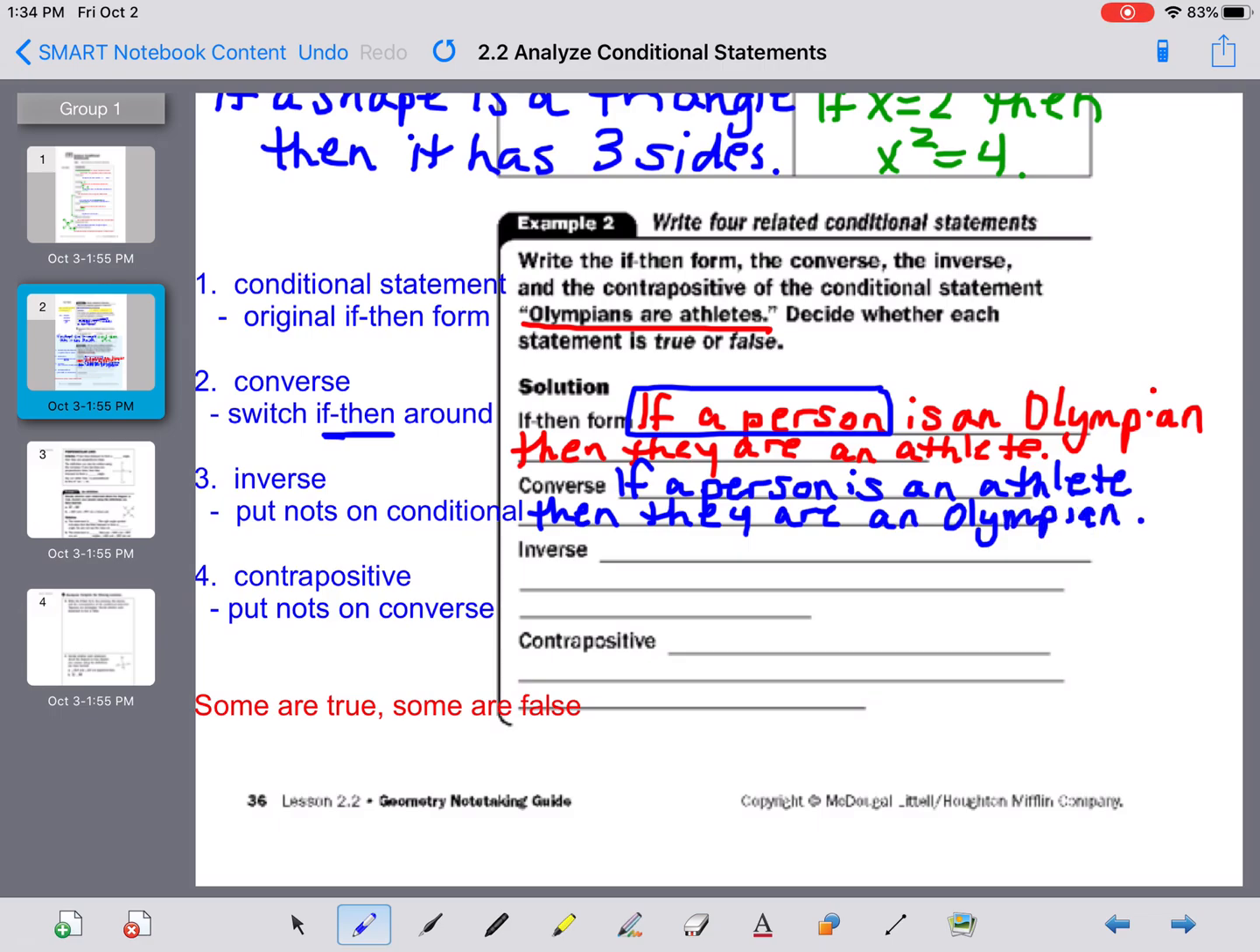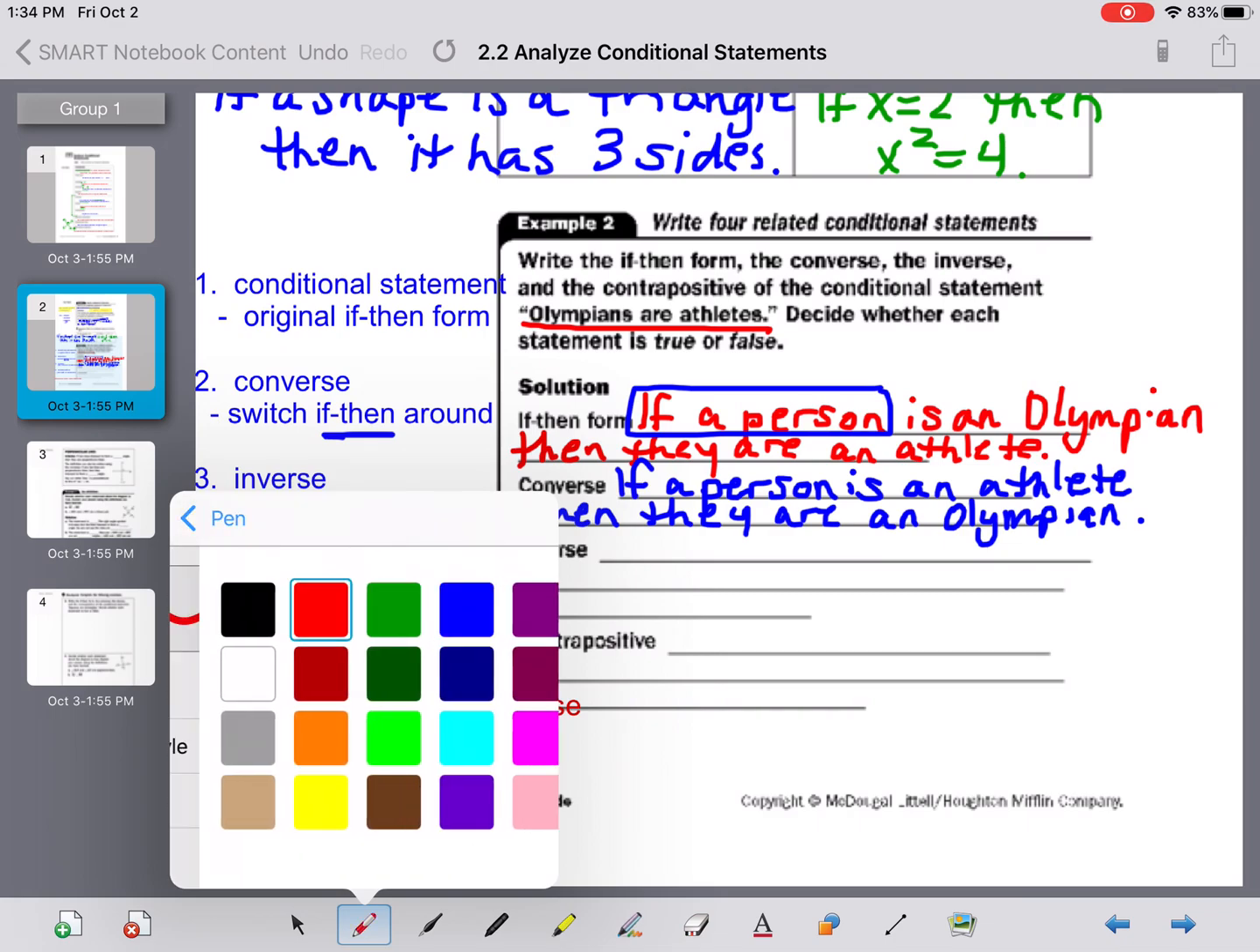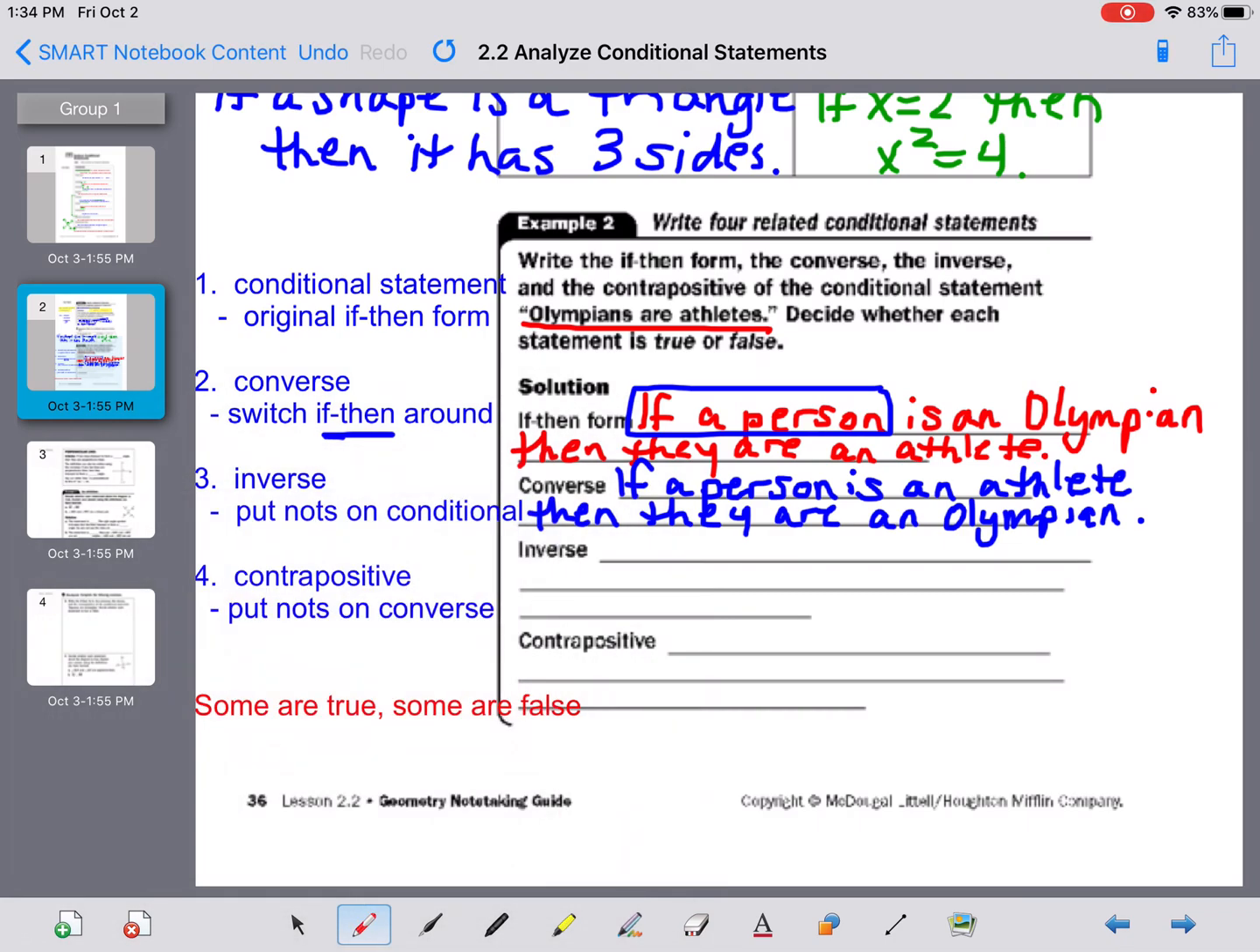Okay. All right, now go into the inverse. And again, if I keep these the same, I just want to stress the inverse goes back to your if-then. So if I think this is my if-then, and it goes back to the inverse, those two both start with an I, just to kind of remind us there. This inverse goes back to the if-then and puts nots on it. We're going to negate it is what we're saying.